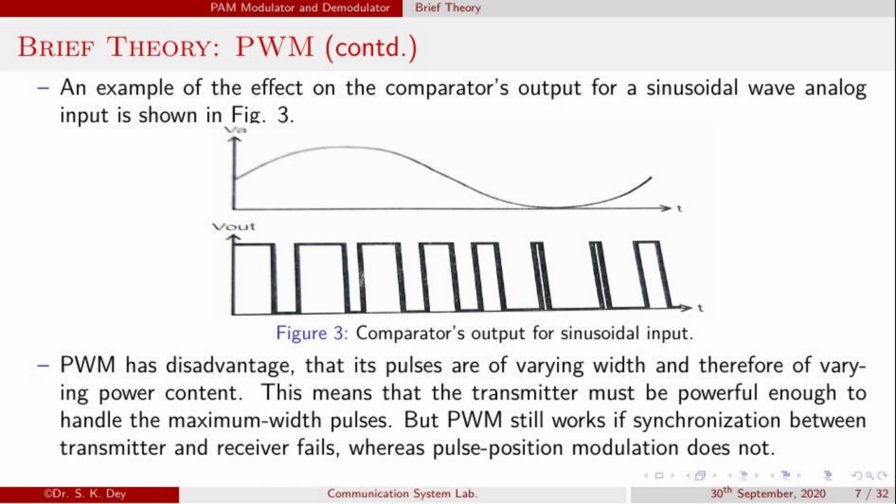PWM has the disadvantage that its pulses are varying in width and therefore of varying power content. This means that the transmitter must be powerful enough to handle the maximum width pulses. But PWM still works if synchronization between transmitter and receiver fails, whereas pulse position modulation does not.